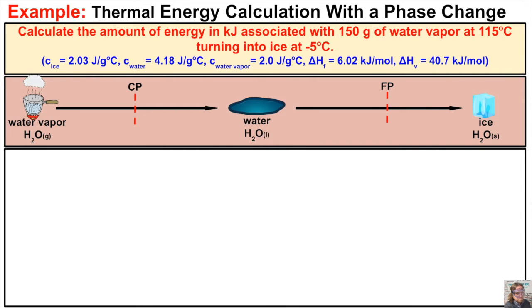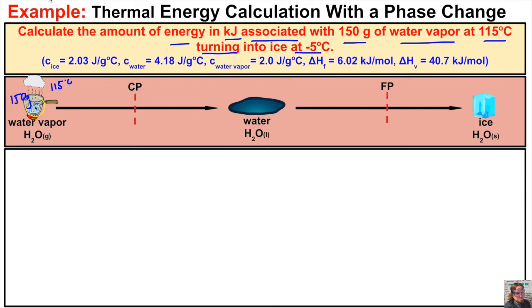In this problem, it says to calculate the amount of energy in kilojoules associated with the 150 grams of water vapor at 115 degrees Celsius turning into ice at -5 degrees Celsius. What I like to do when we have these types of problems where there's changes in state of matter is draw a little picture. In this picture, we have water vapor at 115 degrees Celsius, and the mass is 150 grams.